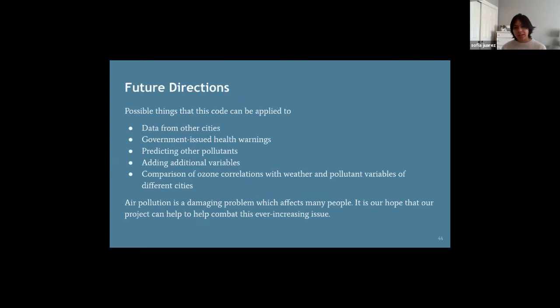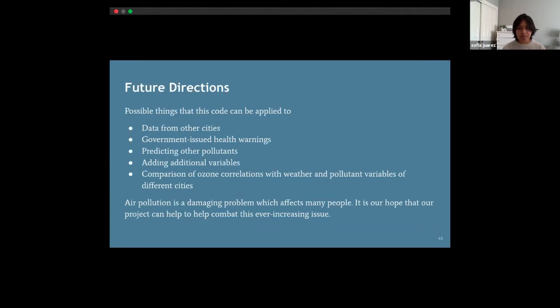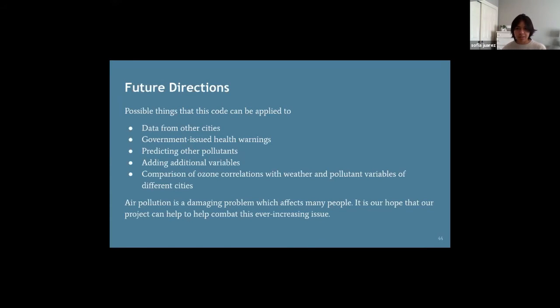As for our future directions, the information and models learned in this project can be applied to virtually any city in the world, and there are many possible directions for real-life implementation of these models. Some of these possibilities include simple training and testing with data from other cities, using these predictions for government-issued health warnings, predicting other pollutants, further expansion of the models with additional variables, and more.